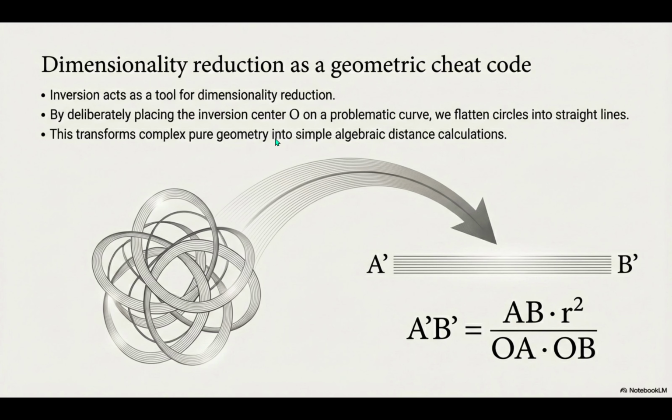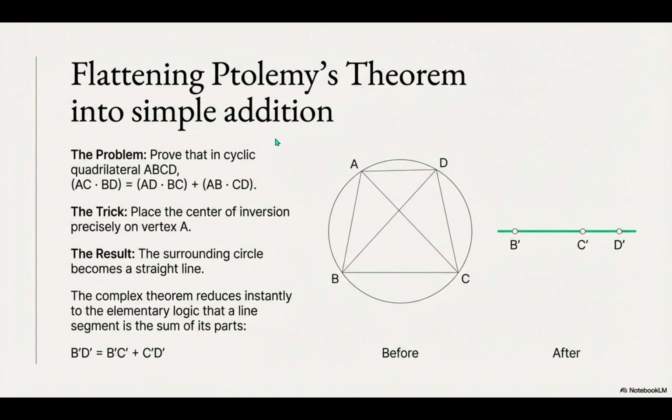Let's look at a concrete example of this dimensionality reduction from the sources, because I think this is where the genius really shines. The slides outline this classic math headache called Ptolemy's theorem. Oh yes, Ptolemy. For anyone who hasn't had to prove this recently, let me set the scene for you. Imagine a cyclic quadrilateral. That is just a four-sided shape, like a wonky kite or a rectangle, where all four corners touch the edge of a surrounding circle. Let's call the corners A, B, C, and D.